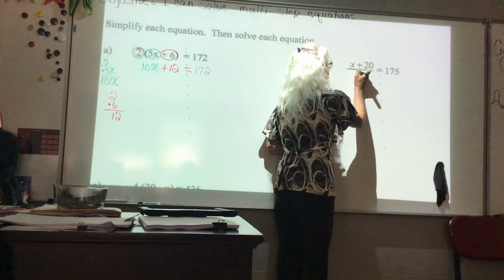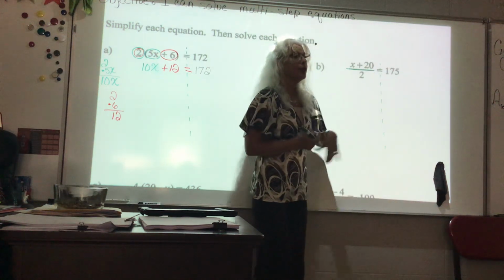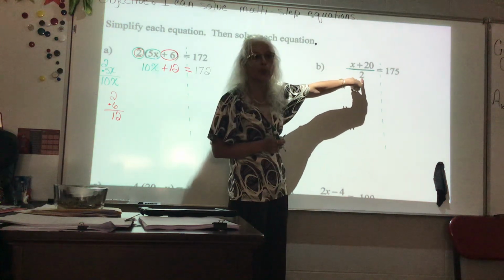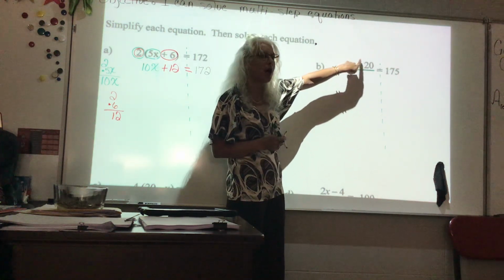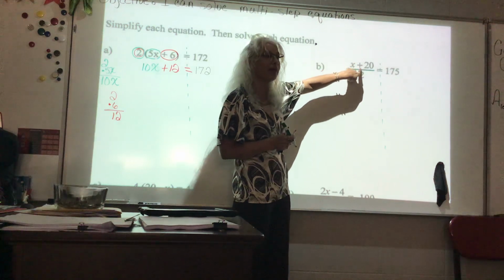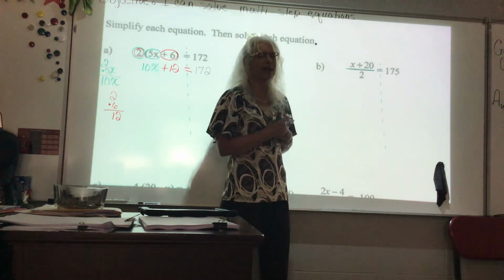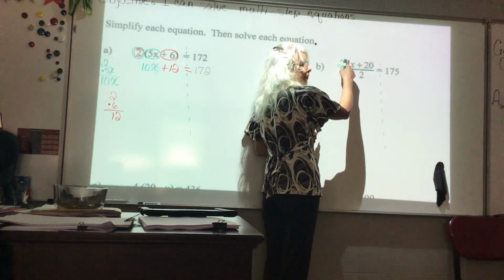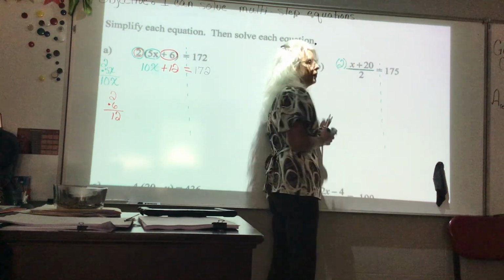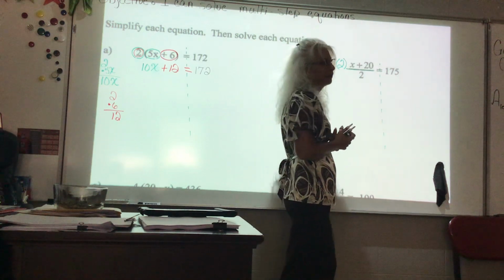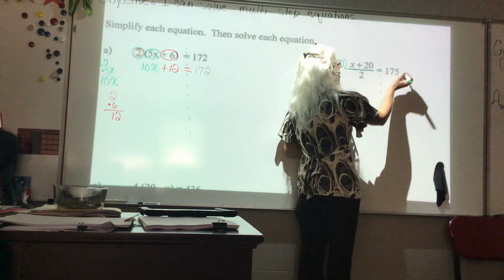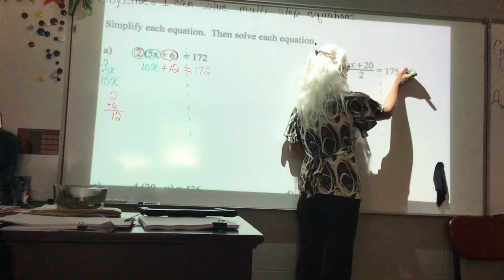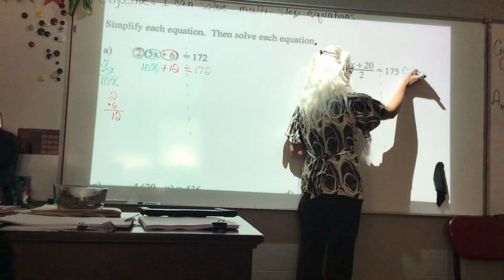What does this mean? Divide. Notice my variable is up top. That means I need to rip that 2 away from the variable, so I'm going to do the inverse. What's the inverse of multiply or divide? So I'm going to multiply, notice it's on top of the division sign. And since we're multiplying, don't we have to do it to everything? Yes. So we're going to multiply this side by 2 as well.